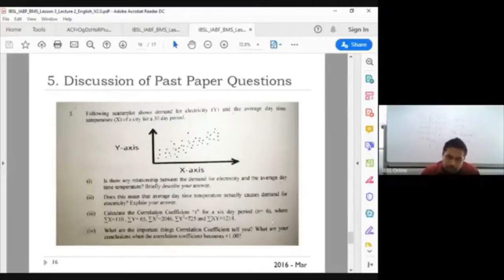Let's look at part number 4. What are the important things the correlation coefficient tells you? What is your conclusion when the correlation coefficient becomes +1.00? For this answer, what you have to write first is the theory part on the correlation coefficient. If I just have a glance at the examiner's answer, it says the correlation coefficient tells the direction of the relationship. It could be positive or negative.